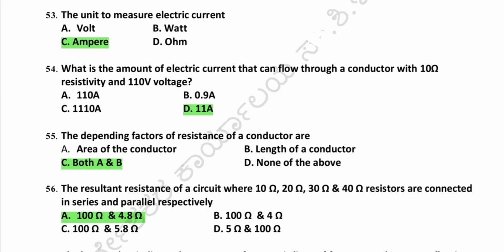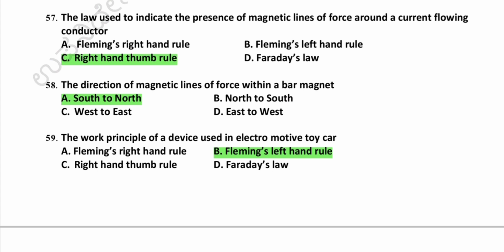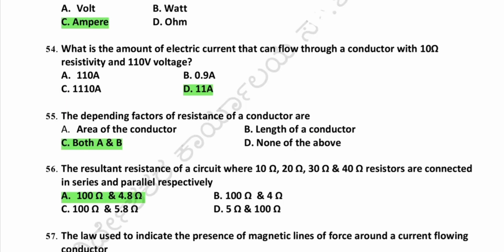The factors on which the resistance of a conductor depends are the area of the conductor and the length of the conductor. Therefore, the correct answer is option C, both A and B. The resultant resistance of a circuit where 10 ohm, 20 ohm, 30 ohm and 40 ohm resistors are connected in series and parallel. For series, you just need to add. For parallel, use the formula 1 by Rp equals 1 by R1 plus 1 by R2 plus 1 by R3 plus 1 by R4. We get 100 ohms and 4.8 ohms.